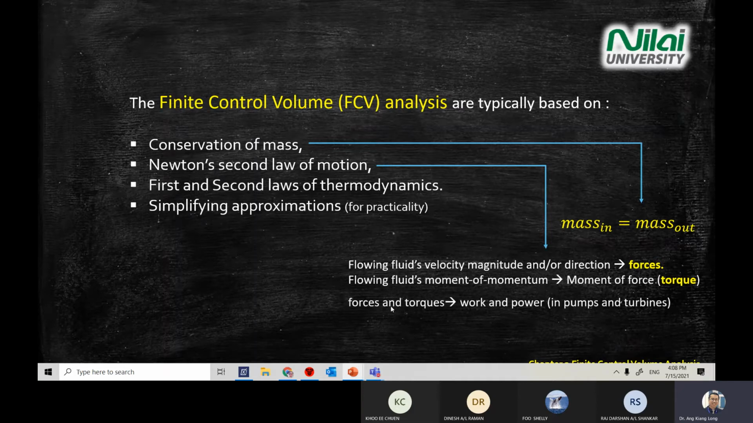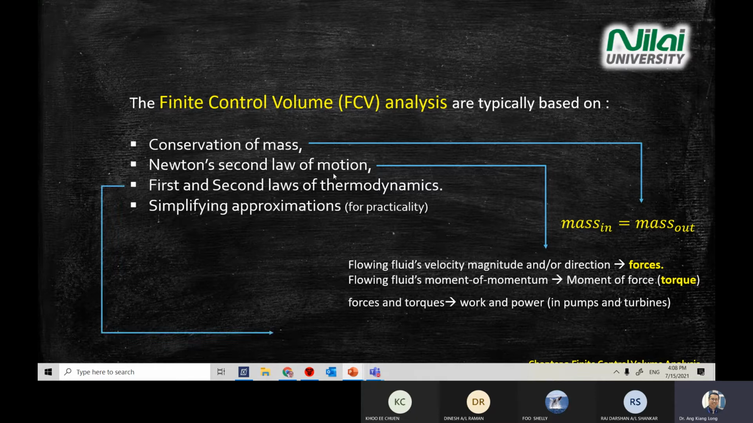Today we're going to look also at the last tutorial question, where we look at work and power. There is one tutorial question that shows you how to convert all your calculation into work and power. So go and look into it.